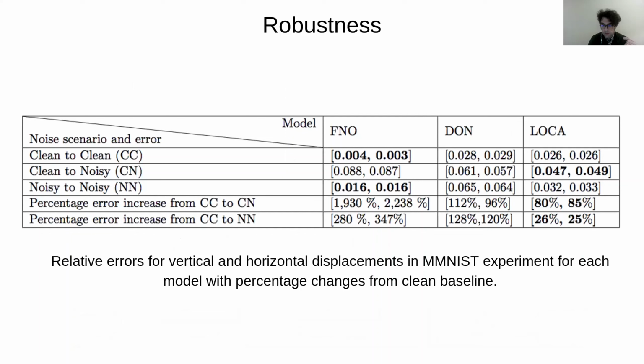Then if you train noisy to noisy, you also see some percentage decrease in accuracy, right? But LOCA in both cases has the lowest of that. So again, it's not accuracy, but percentage increase.